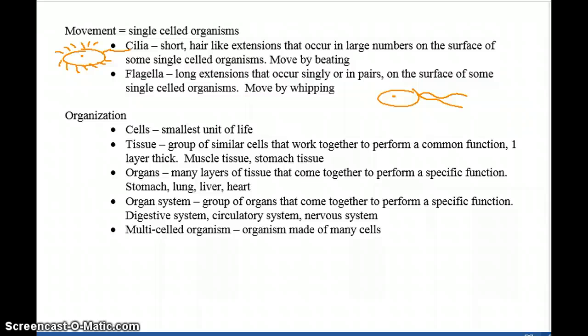Now I want to briefly and quickly talk about the organization of multicellular organisms. Cells come together to make tissue. Tissue come together to make organs. Organs make an organ system, which make a multi-celled organism. In the notes, I do have examples of these. We will be looking at onion tissue under the microscope. Organs, we can look at later. Organ systems, and then you are the multicellular organism.